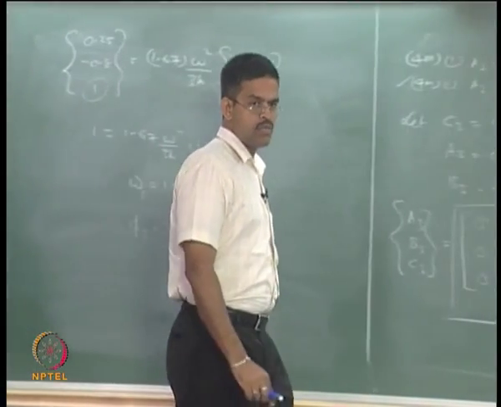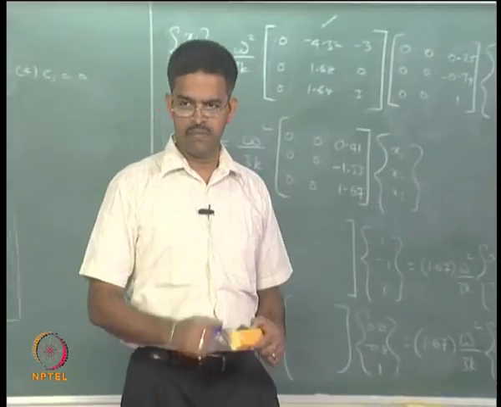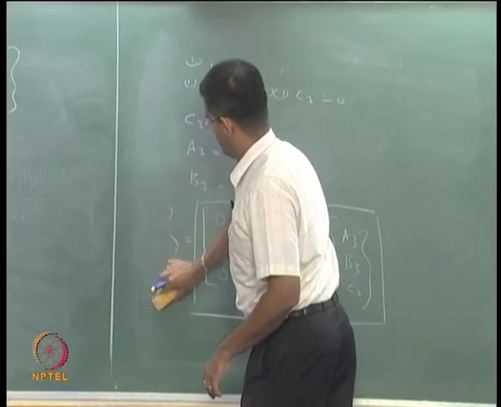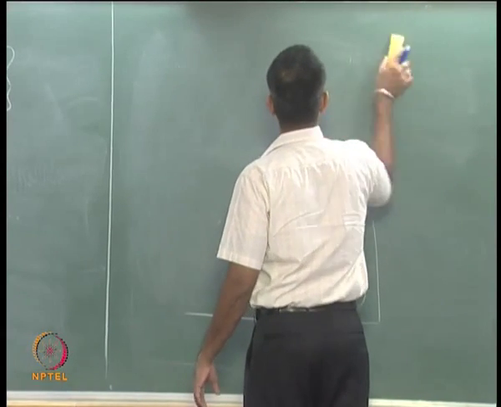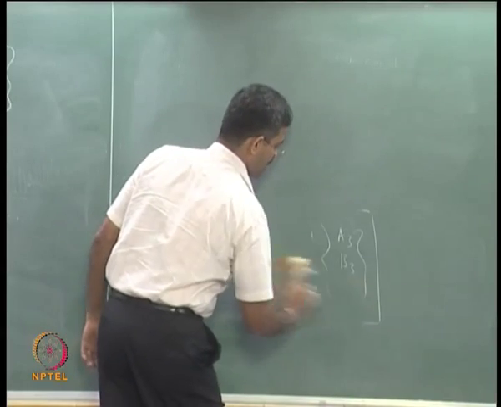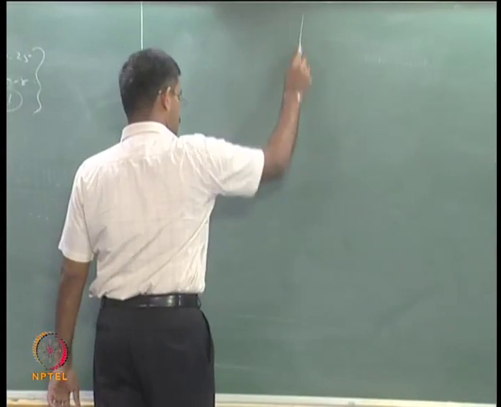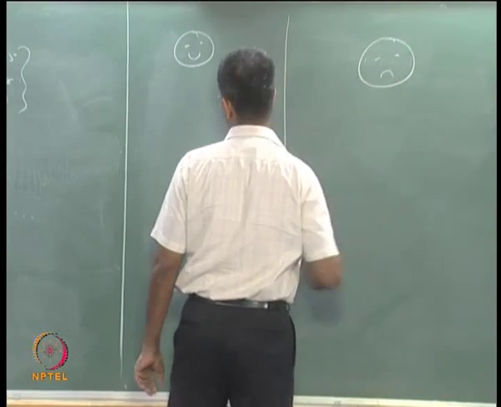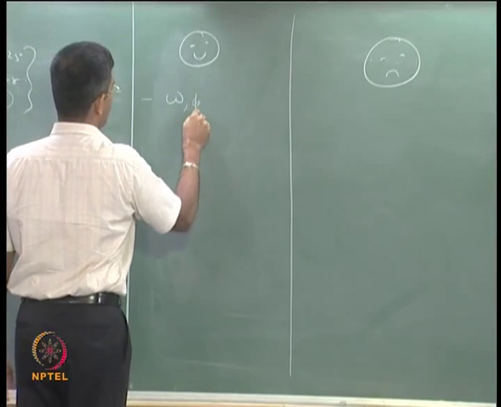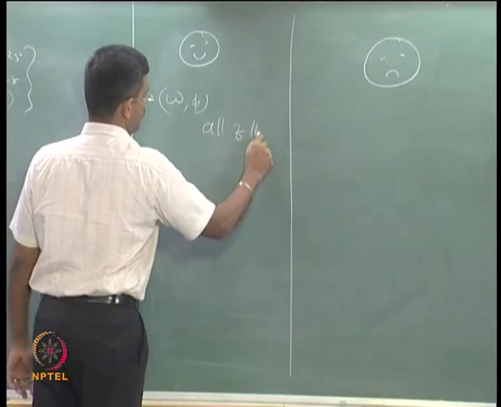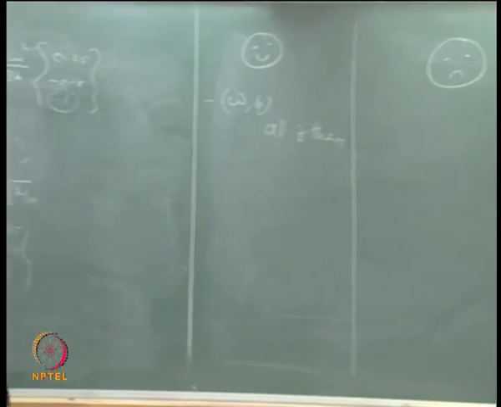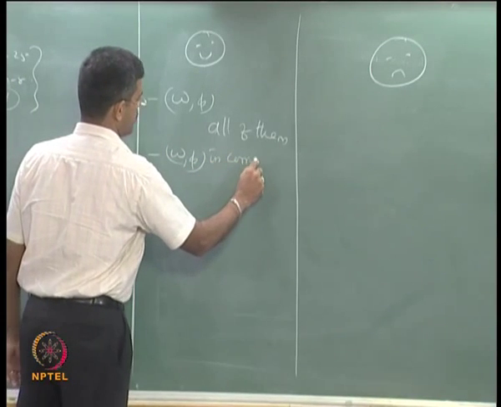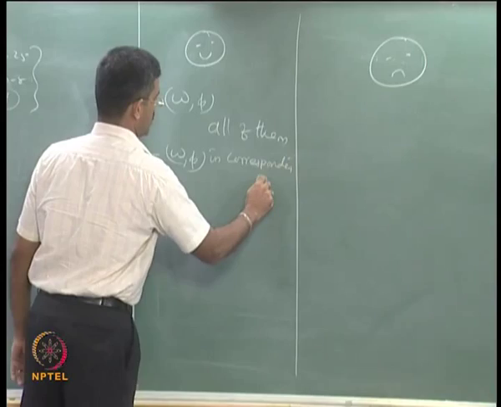Let us quickly see what are the observations or inferences we draw from this method, and what are the, let us say, merits and demerits or limitations or worries of this method. First, let us see the happy part of the method, then we will talk about the sad part of the method. So, this method has got many advantages and disadvantages. The happy part is it gives me omega and phi, all of them. It gives me omega and phi in a corresponding pair. So, that is a great advantage. I do not have to search for it.